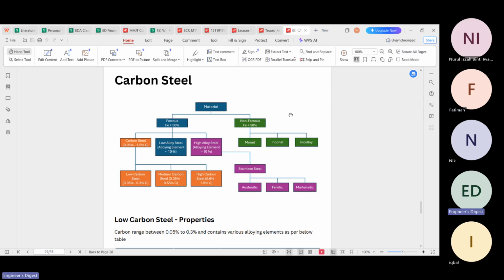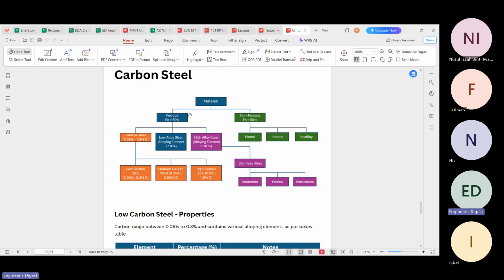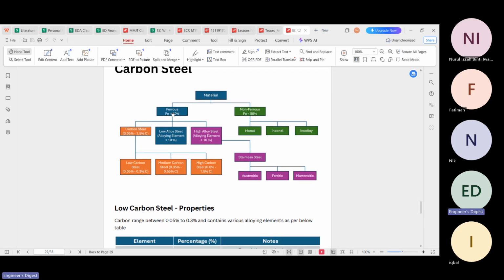Okay, correct. So carbon steel. Let's understand carbon steel. Material basically has two families. One is ferrous, more than 50%. The other one is non-ferrous, less than 50%. So in the ferrous family, we have three basically: carbon steel, low alloy steel, and high alloy steel. High alloy steel is actually stainless steel. Then we have low alloy steel, and we have carbon steel.